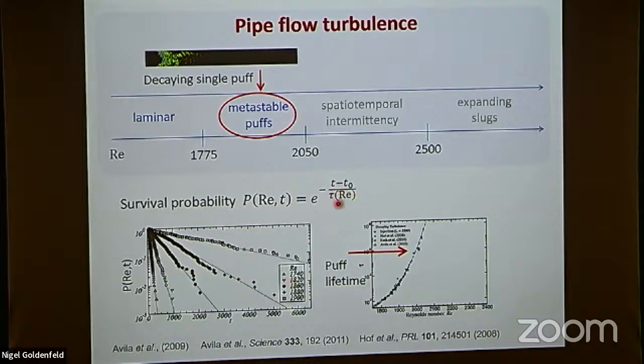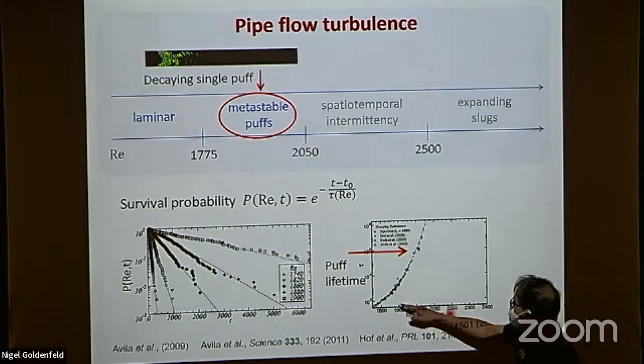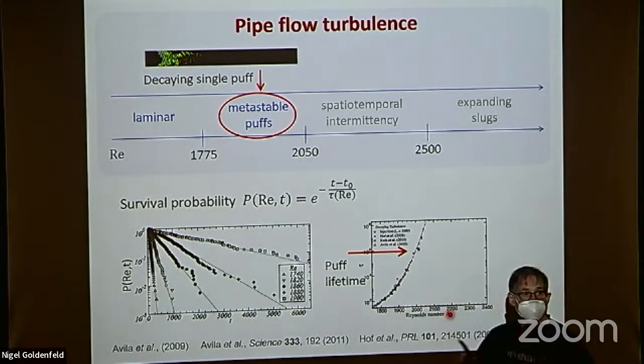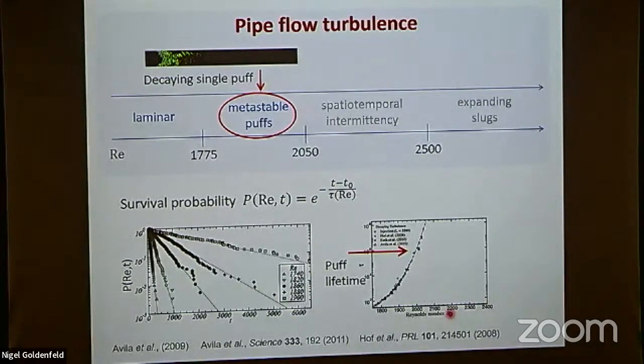So this lifetime here, this mean lifetime that comes into this survival probability, is a function of Reynolds number. And here is what it looks like. You can see here, this is a logarithmic scale of lifetime as a function of Reynolds number, and you can see that this is a curve that is curving up. A curve that is curving up on a semi-log plot means that the function is growing faster than exponential. And there's no end in sight.